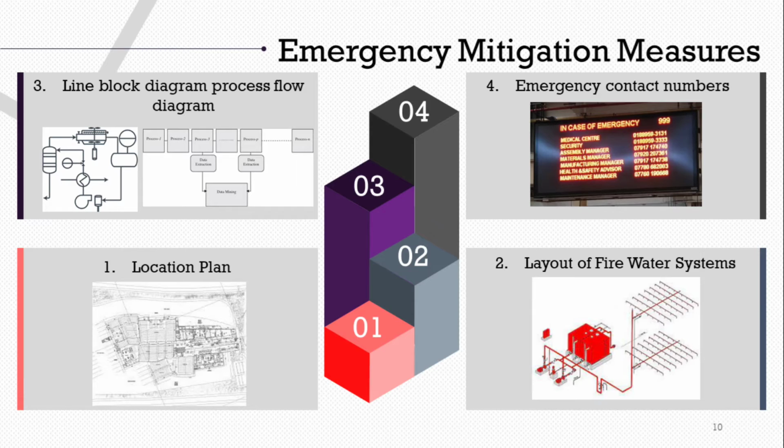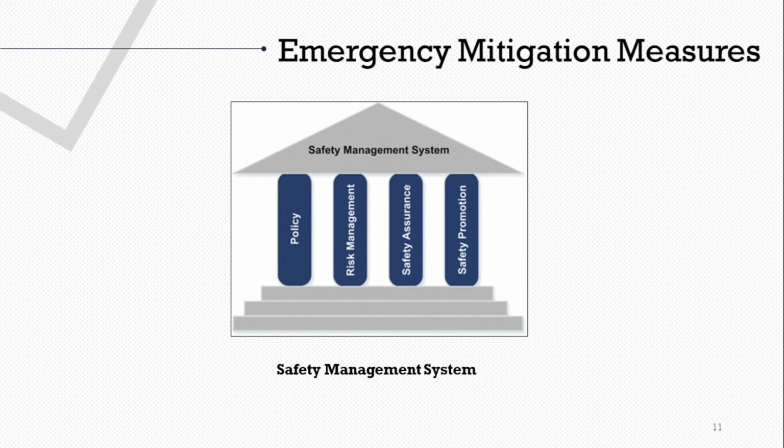Now the line block diagram. After knowing where the situation has gone worst, it is good to know the areas where it can spread. If we know the line block diagram, we can figure that out. And after that, emergency contact numbers. It is a must that one should have the medical center, security and asset managers' numbers. Moving to the next slide.